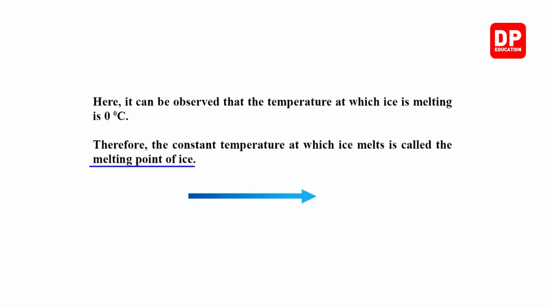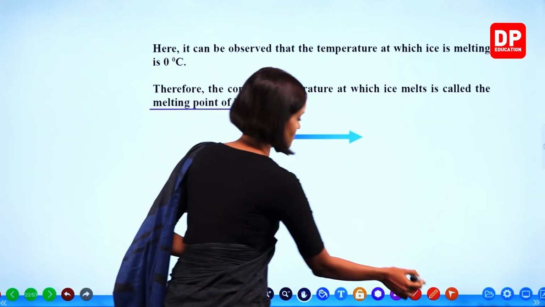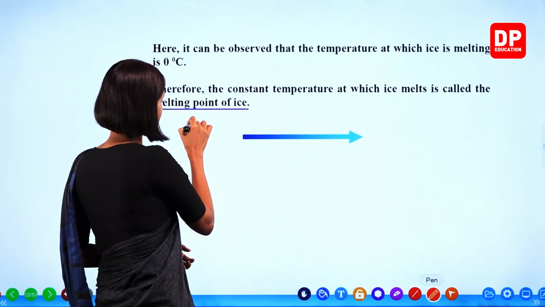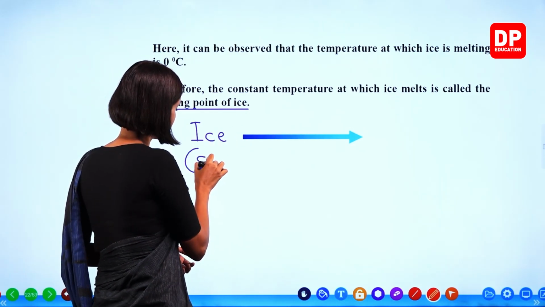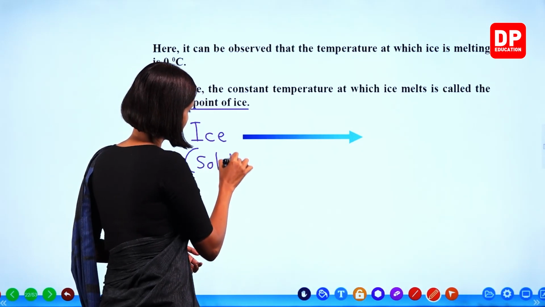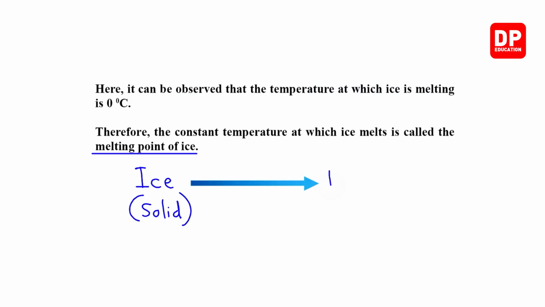Melting point of ice. So you can write it like this. Ice is solid. It's turned into liquid.